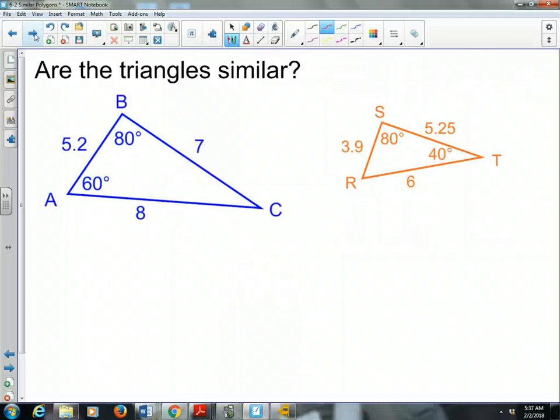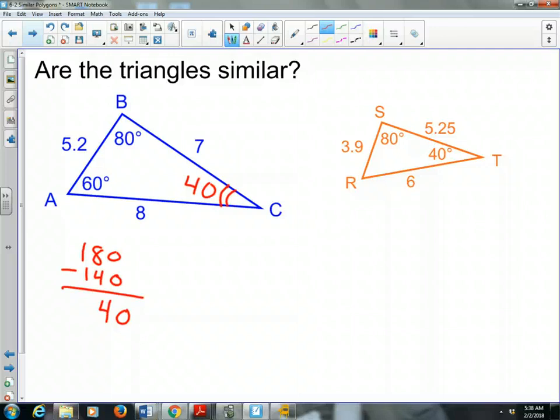On this one, are these triangles similar? Well, their angles have to be congruent and their side lengths have to be proportional. So at first glance, it might look like they are not similar because their angles do not match up, or their angles are not congruent to their corresponding angles. However, it doesn't give us the measure of angle C, but I could find the measure of angle C because there's 180 degrees in a triangle. So 80 plus 60 is 140. So if I take 180 minus 140, I get 40 degrees. So this angle is 40.